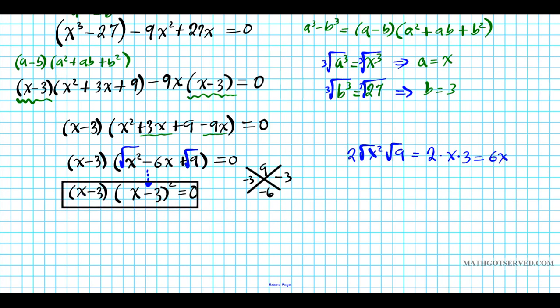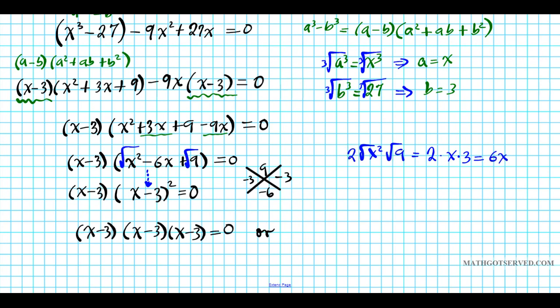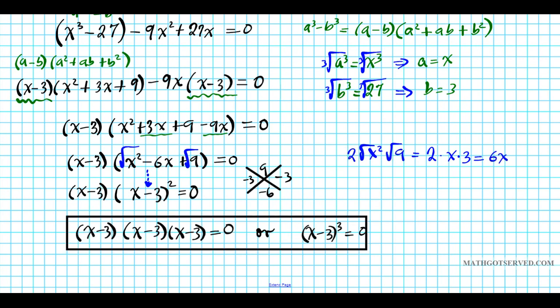Oh wait, let's dress it up a little bit. These are identical, so we basically have x minus 3 times x minus 3 times x minus 3 equals 0, or you can write it as x minus 3 quantity to the third equals 0. Okay, those are the factored forms of the original polynomial equation.